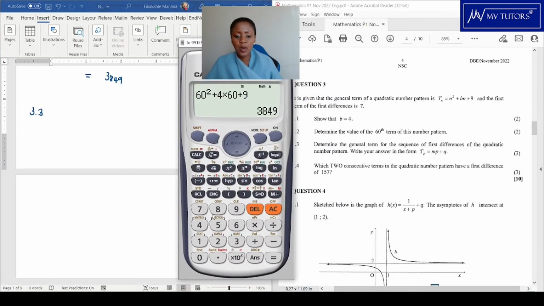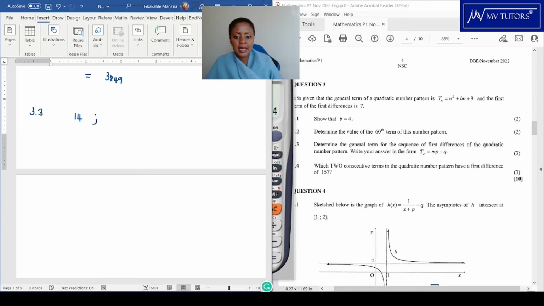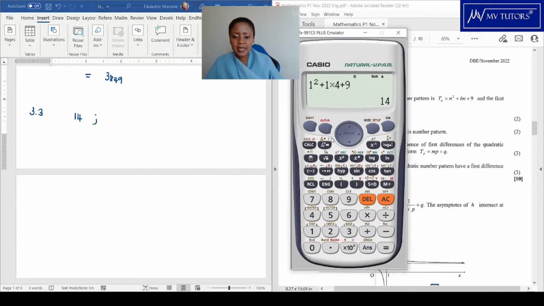So we're going to start with 1. We have 1 squared plus 1 times 4 plus 9. So we have 14 as the first term. And the second term, let's just move this calculator here. So we're just going to substitute 2 in the place of 1. So 2 squared plus 2 times 4 plus 9, and that is 21. And then the third term, like I said, it's always advisable to get 4 terms at least for a quadratic pattern. Okay, so we have 30. And then the last term we're going to check out is term number 4.